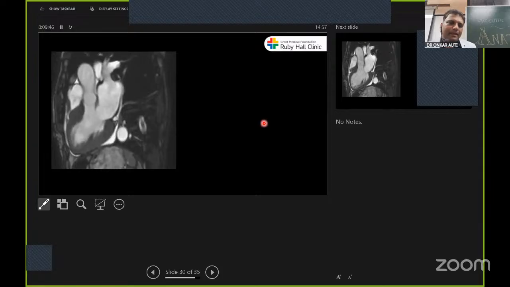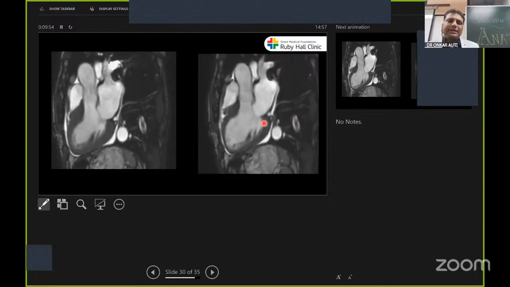Okay, so this is a three-chamber view. Why is it called three-chamber? We are seeing three chambers, the third chamber being the aorta. Okay, so this is LA, this is LV, and this is the aorta arising from that. Okay, in this way, you can see the function of mitral valve over here. If there is a mitral stenosis or mitral regurgitation, you can assess that also.